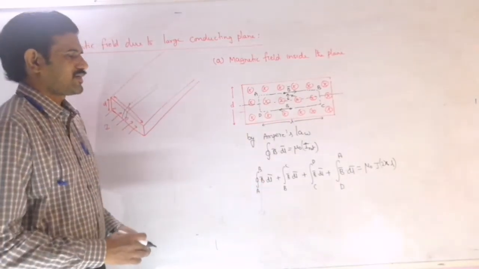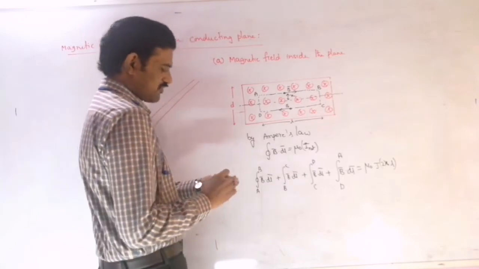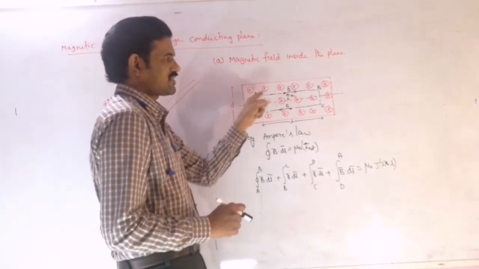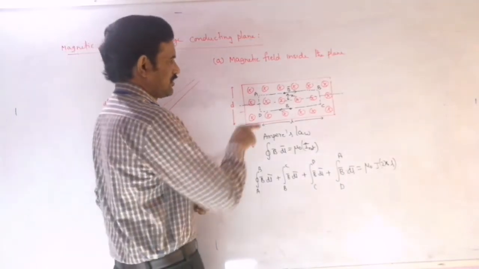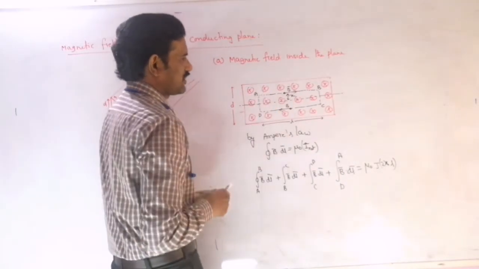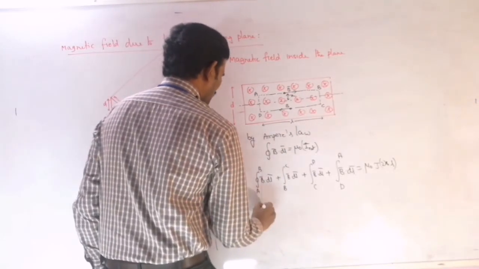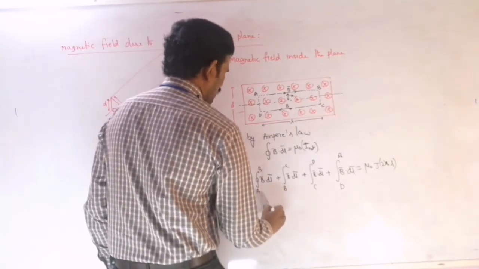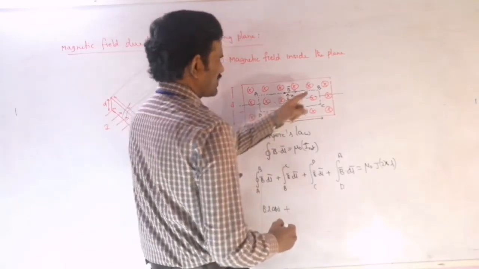And now let us write the integral of B dot dL from A to B. From A to B it will be along this length of the conductor, that means in the direction of the magnetic field, and that magnetic field will be constant throughout that length. So we can write this as B into L cos 0. And next from C to B.